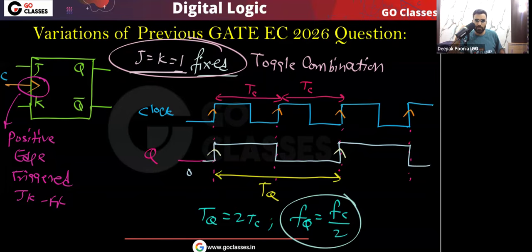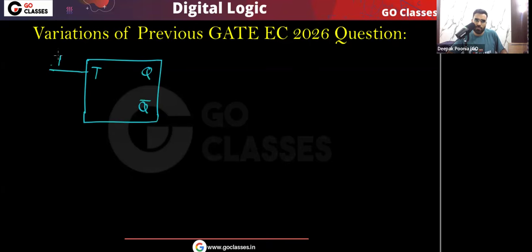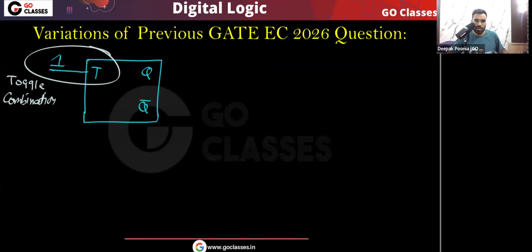Okay, so very simple. And one more variation, let me quickly tell you: instead of a JK flip flop, suppose they give you a T flip flop, and let's assume they fix T equal to 1. Now you know that T equal to 1 is the toggle combination in the T flip flop. So if they give you a T flip flop with T equal to 1, then in that case also you will get the same answer.